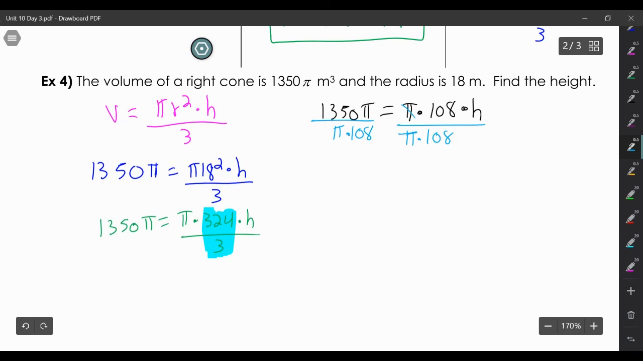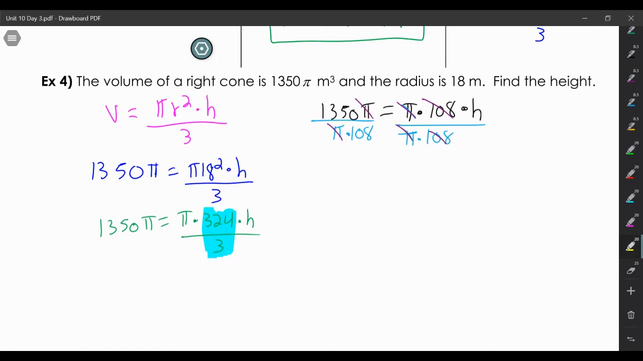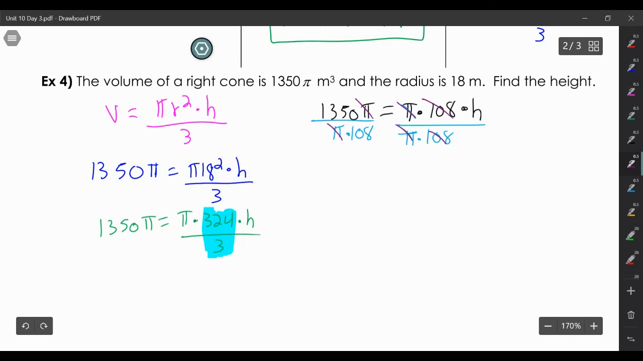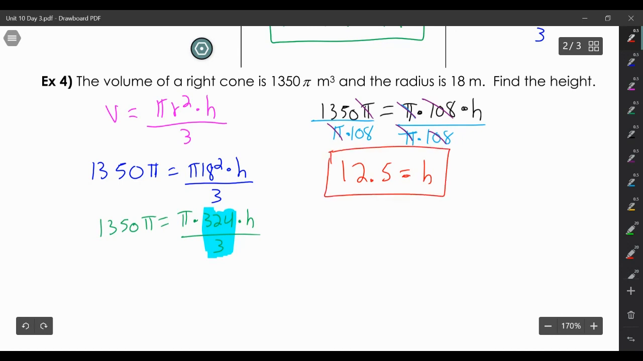So on the right side, the pi's cancel, the 108s cancel. On the left side, just the pi's cancel, and we are left to do 1,350 divided by 108. We type that into the calculator, and that gives us a final answer of 12.5 equals h. And that is our answer.